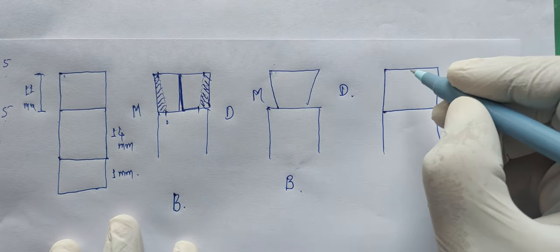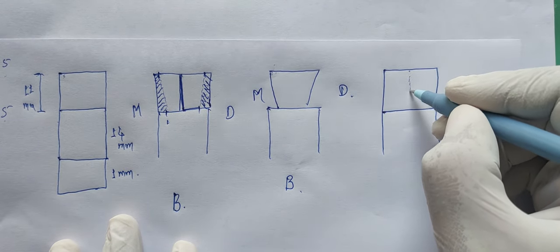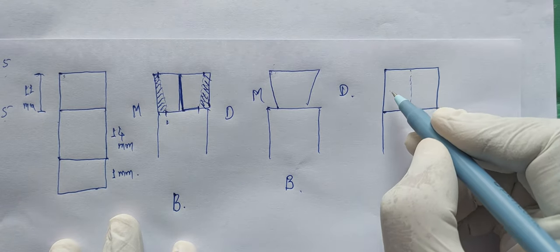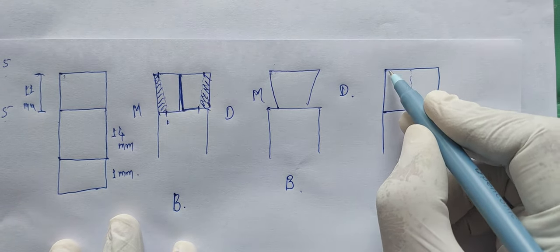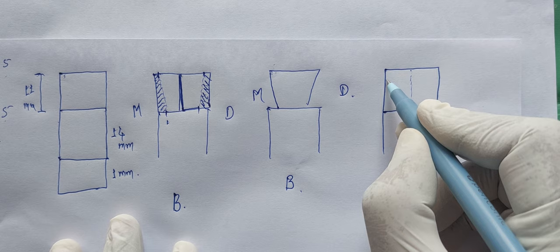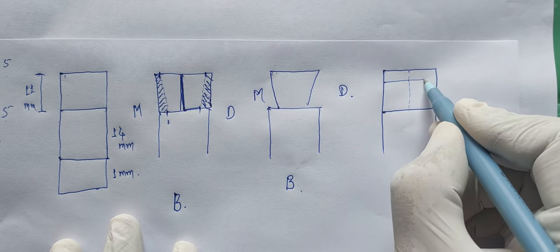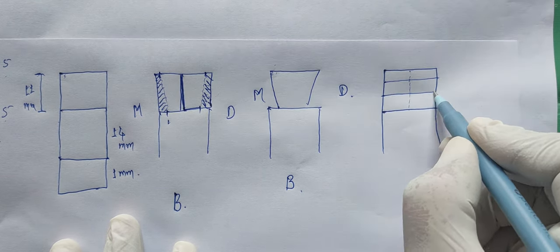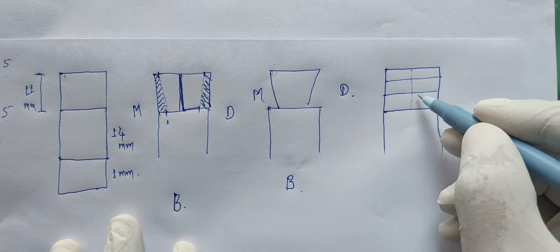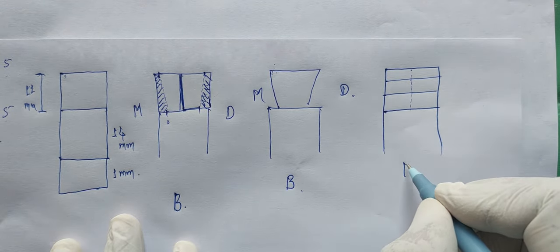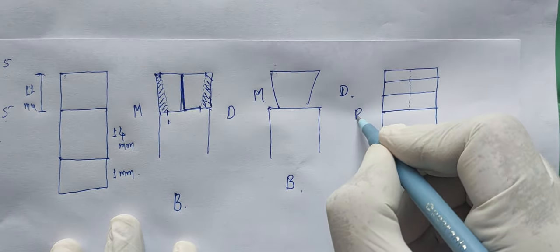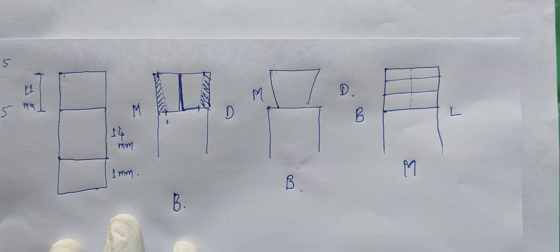Again, same thing you have to do here. Take exactly half of this. And the crown has to be divided into three parts: incisal third, middle third, and cervical third. So these are the three parts of the crown. This is from the mesial side, considering this is buccal and this is lingual side.